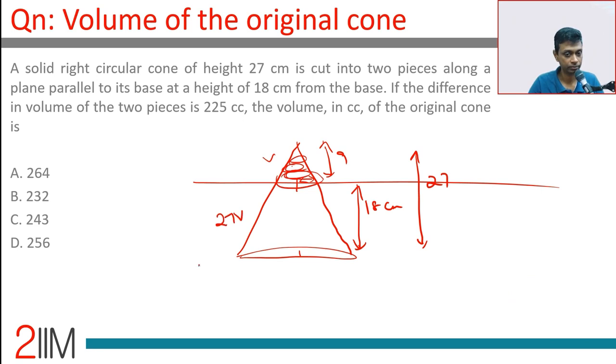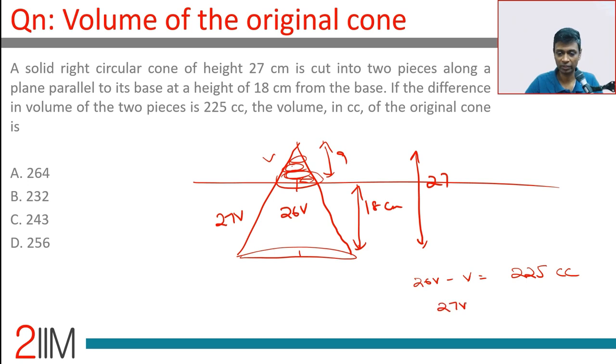This first term's value will therefore be 26V. The difference in volume of the two pieces is 225 cubic centimeters. 26V minus V is 225 cubic centimeters. The volume in cubic centimeters of the original cone, that is 27V.